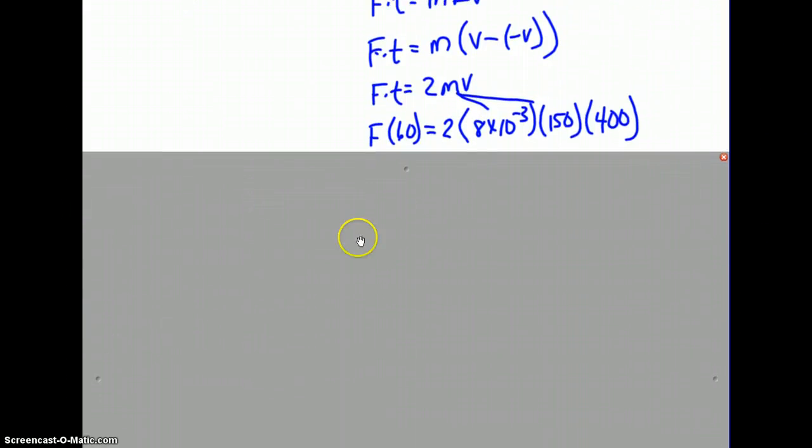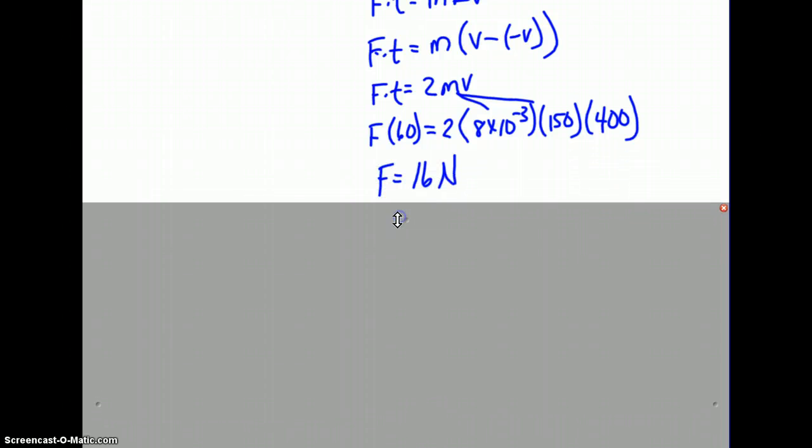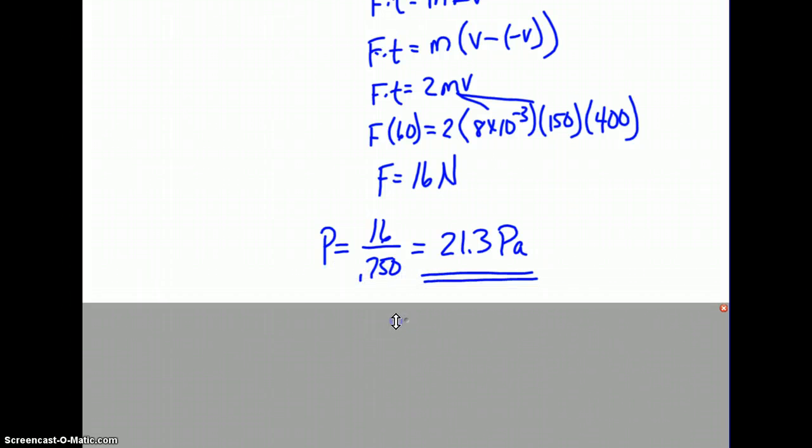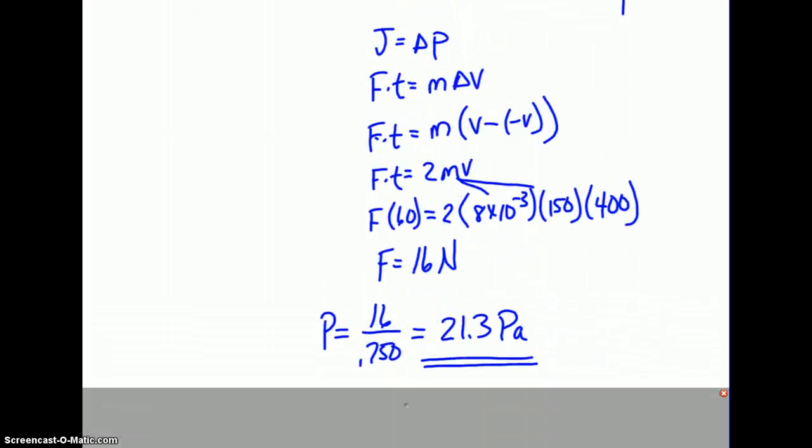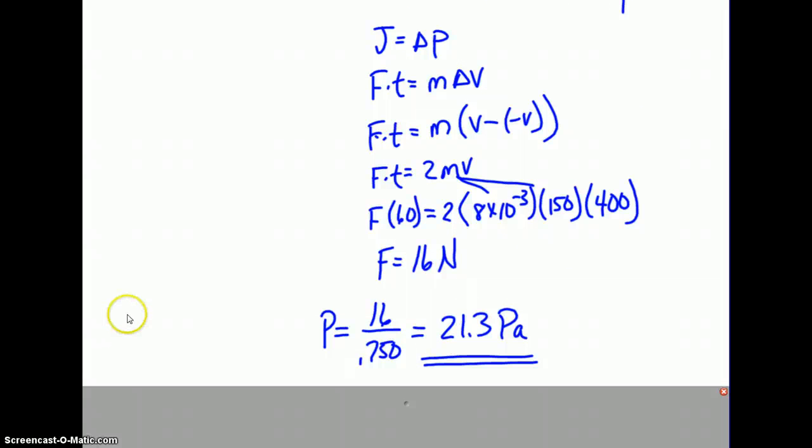Go ahead and solve for F, and you get 16 newtons. We now go ahead and we solve for the pressure. 16 newtons divided by the area given to be 0.750 equals 21.3 pascals. Hopefully you paid good attention to the analysis of this problem, and hopefully you see a connection to it in a problem that we'll do tomorrow in class.